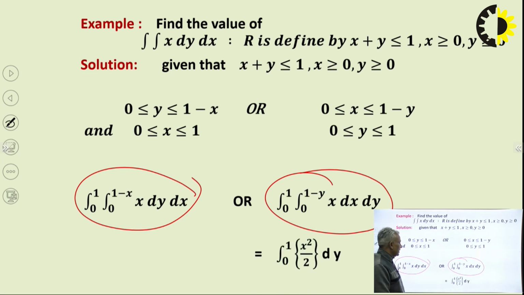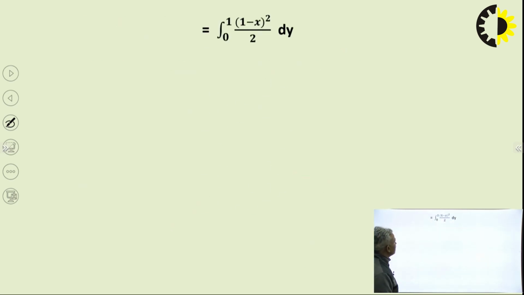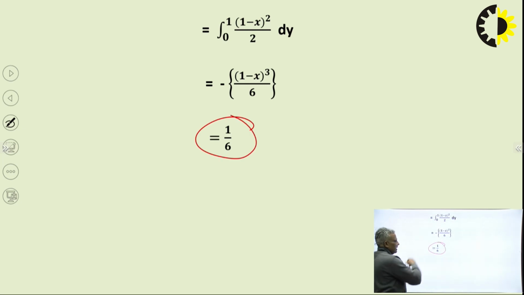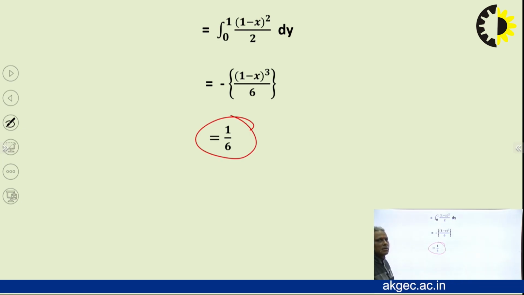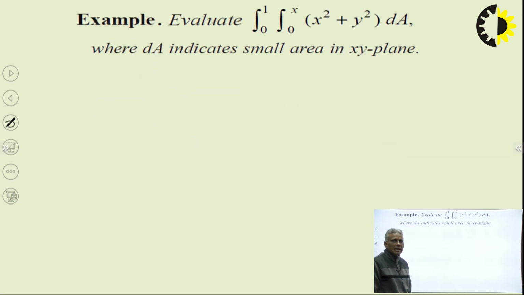Suppose I want to calculate here, right? Integration of x is x square by 2 and limit 0 to 1 minus x here, right? So what will be the result? We see very carefully. 1 minus x whole square divided by 2, 0 to 1. And what will be the result here? So we see that the result will be 1 by 6 here. So in this way we can solve the problem of double integration with the help of the formula, with the help of the diagram, right?